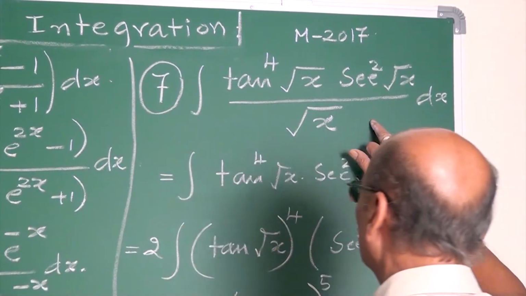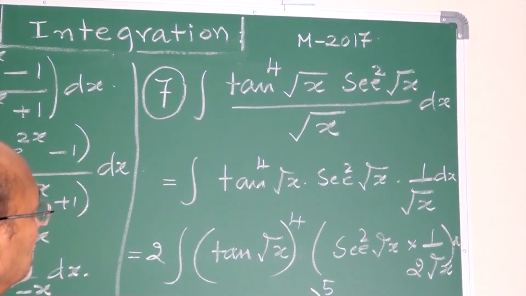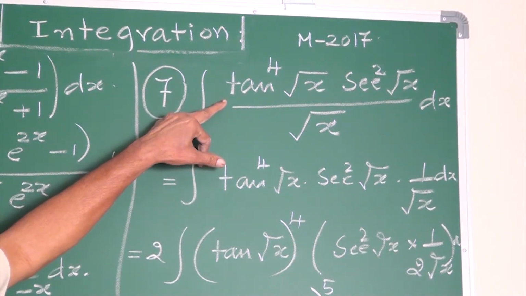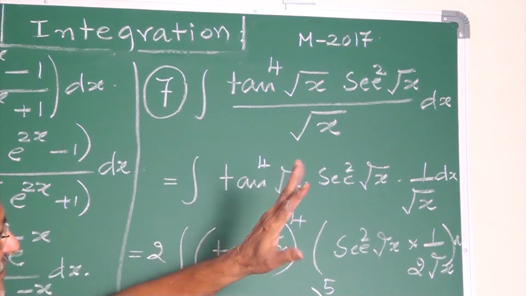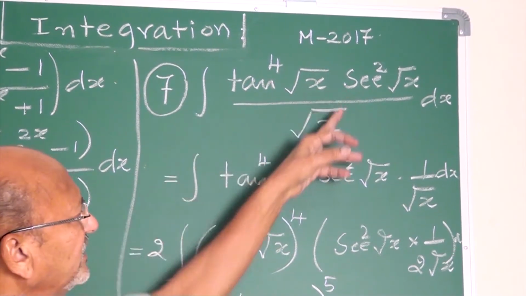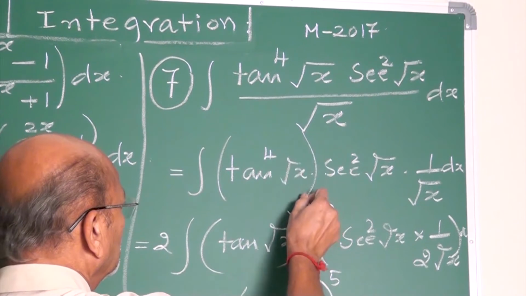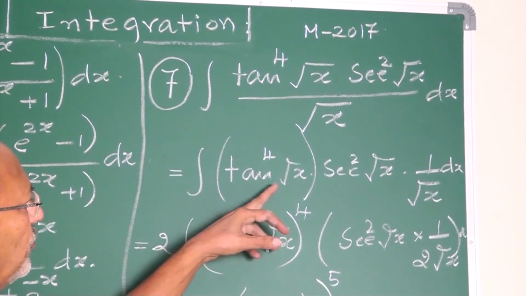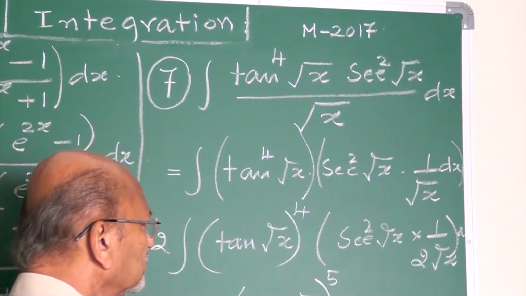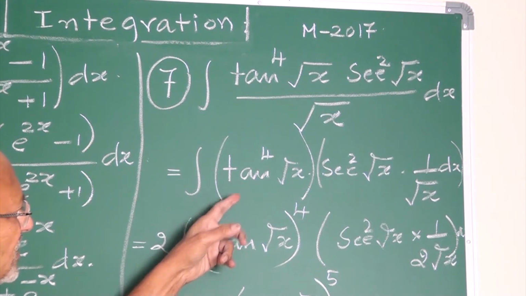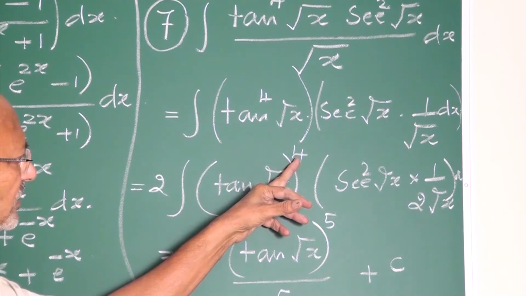This is the third example, my friends. It has appeared in March 2017. Evaluate the integral of tan to the power 4 root x, sec square root x upon root x dx. They are all connected. Derivative of tan is sec square. This is tan to the power 4 of root x, and this is nothing but its derivative. See, this is written as tan root x to the power 4.